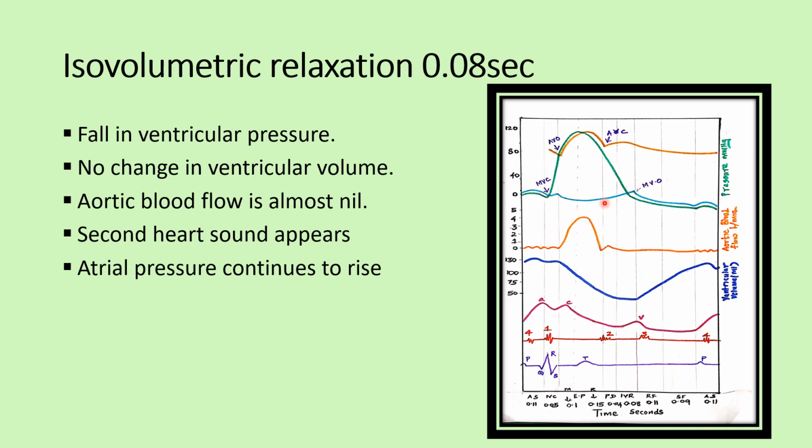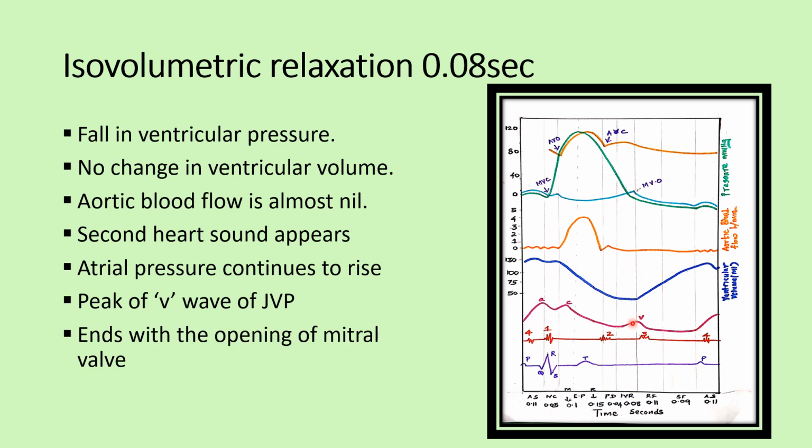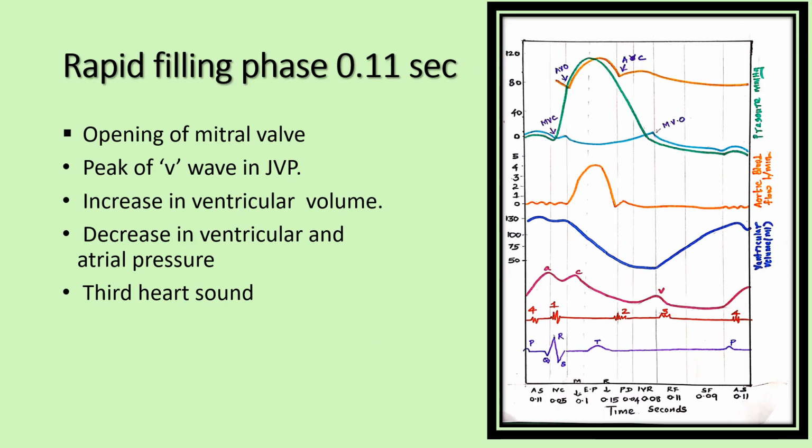Atrial pressure continues to rise during this isovolumetric relaxation phase. The peak of the V wave is seen in the JVP. The V wave is seen in the isovolumetric relaxation phase, and it ends with the opening of the mitral valve. The isovolumetric relaxation phase ends with the opening of the mitral valve.